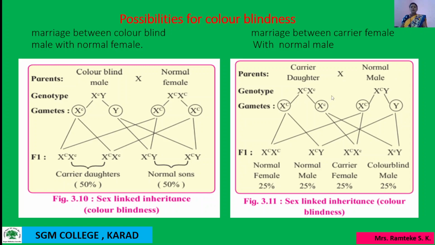So in this particular genotype, XC capital and XC, and another one is XCY. In this genotype we found the gametes XC, another one XC dominant, and another XC recessive. So we get the F1 offspring: normal female 25%, normal male 25%, carrier female 25%, and colorblind male also 25%.